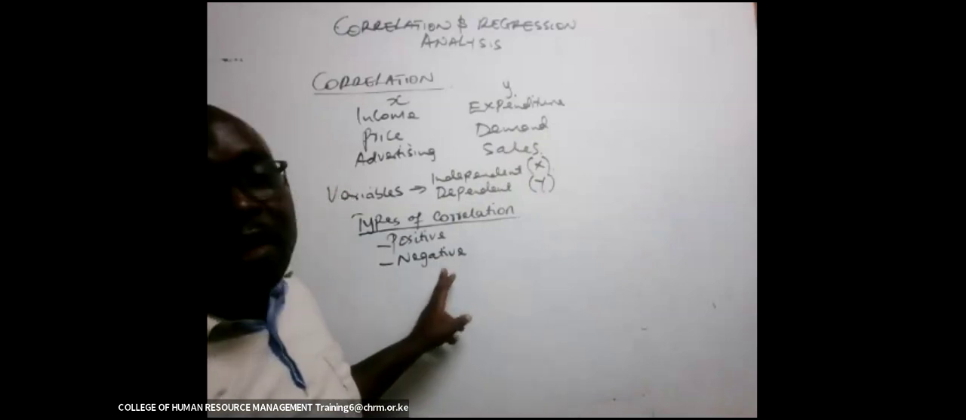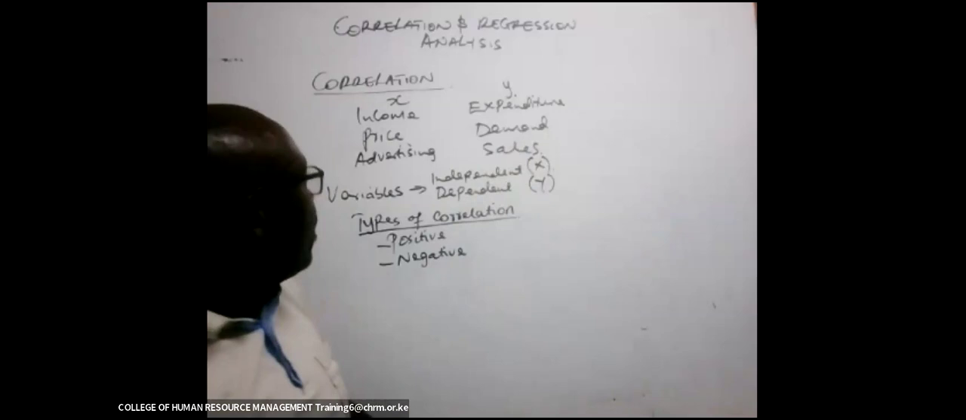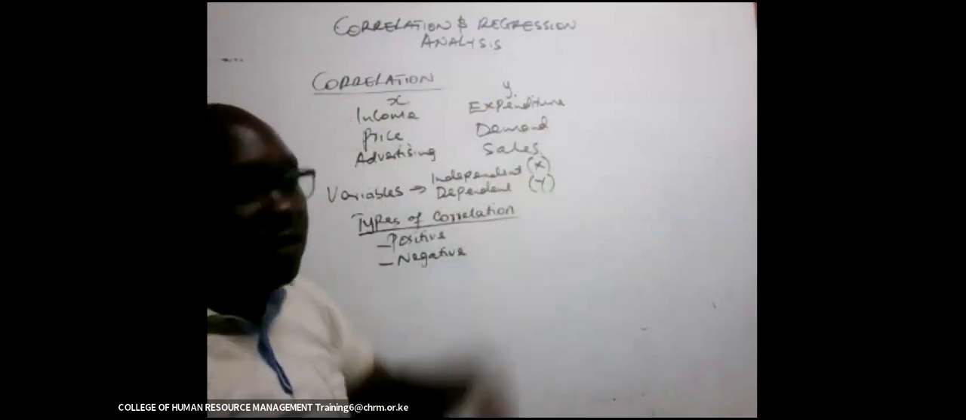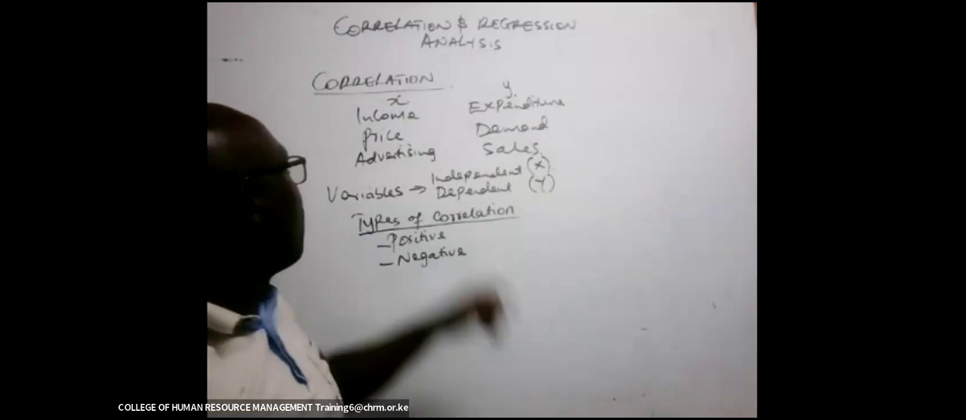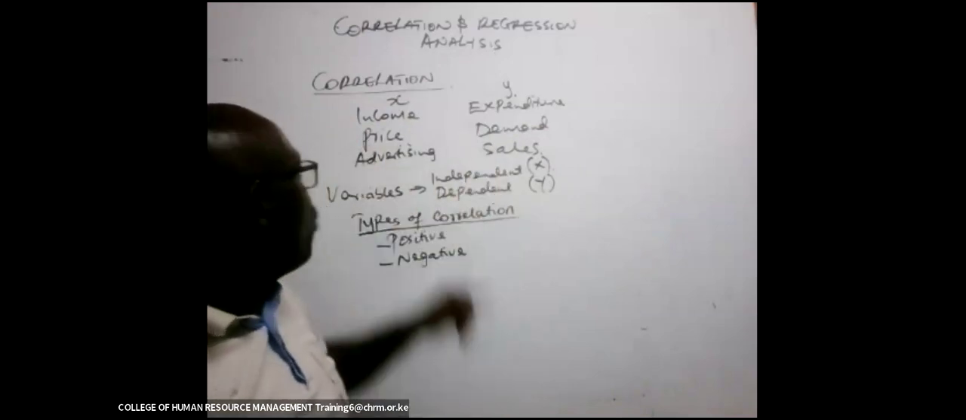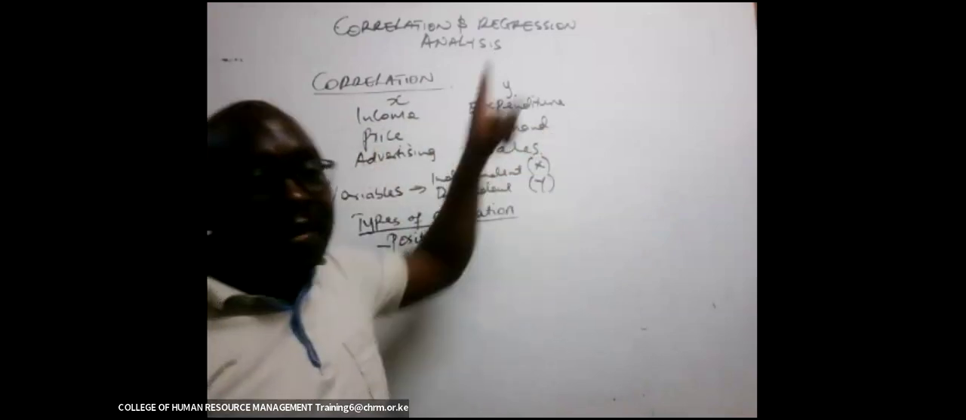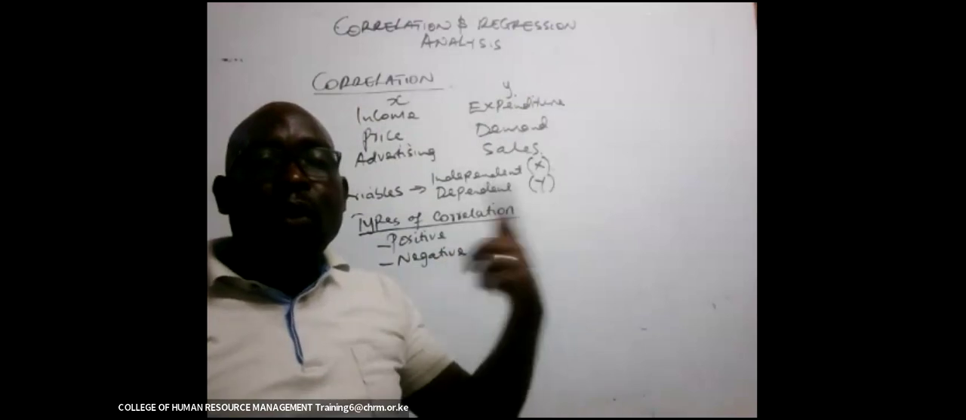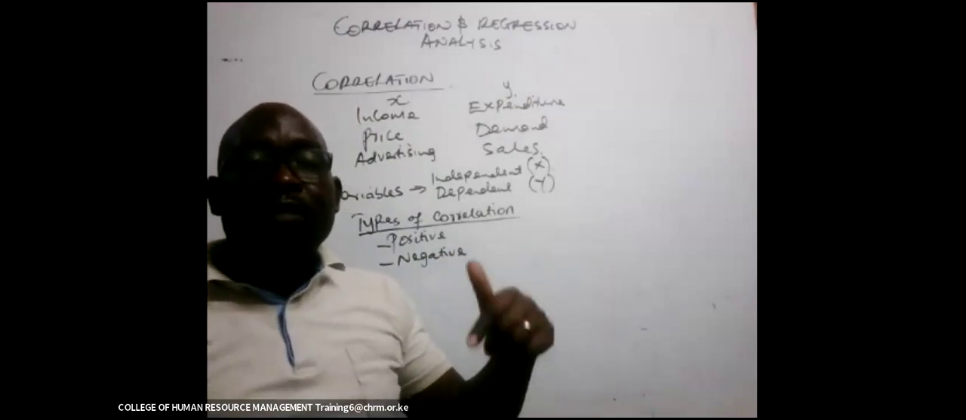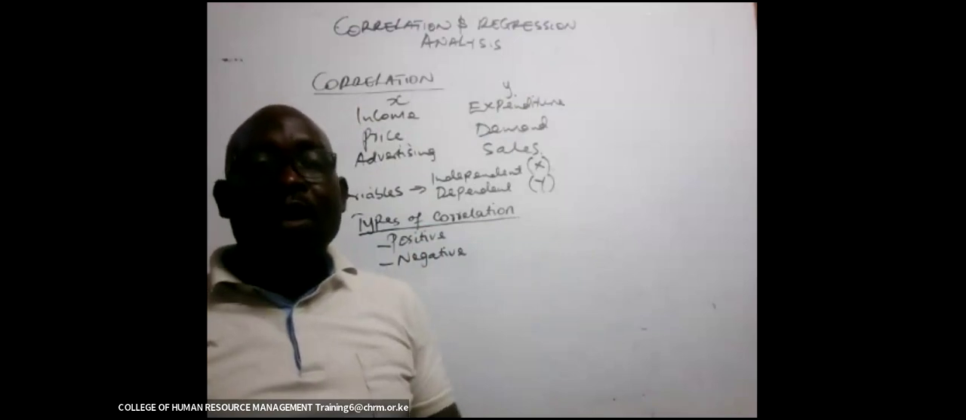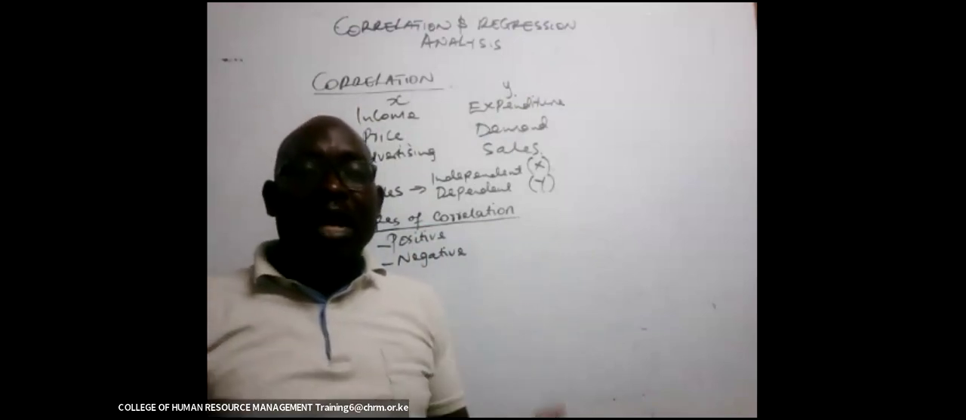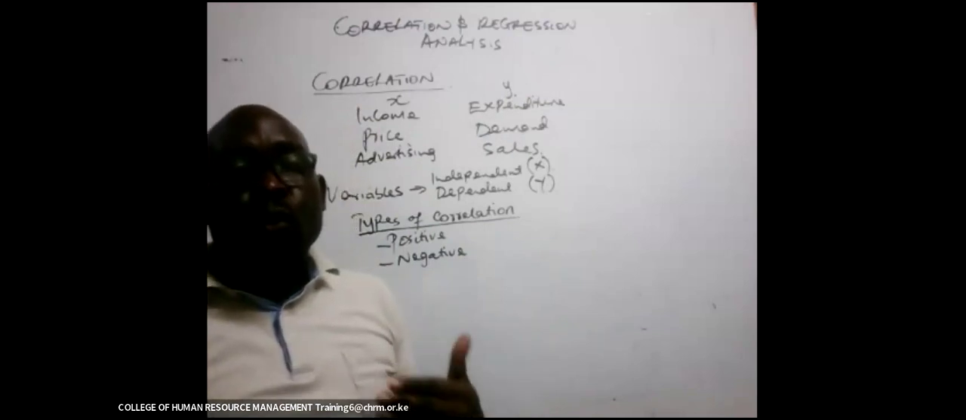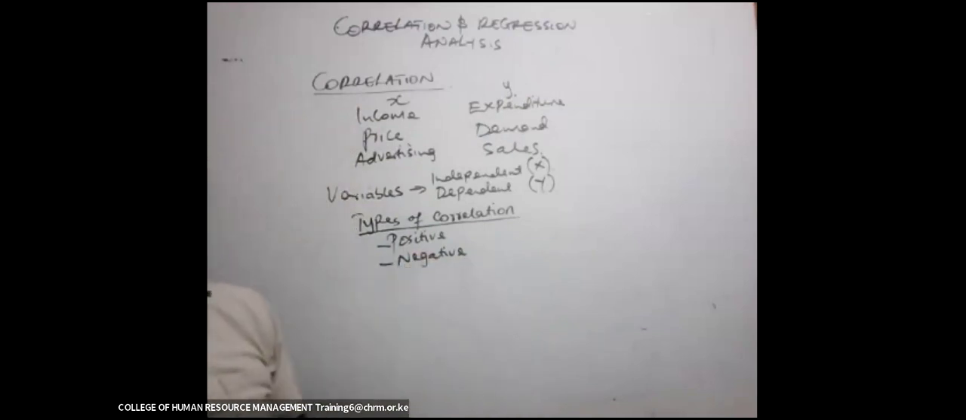Negative correlation, on the other hand, will occur where an increase in X results in a decrease in Y. A good example is price and demand. You increase price, the demand will reduce. You reduce price, demand increases. That is negative correlation. One, the X is reduced, the Y increases. Two, the X is increased, the Y decreases. So they move in the opposite direction. That kind of correlation, we call negative correlation.